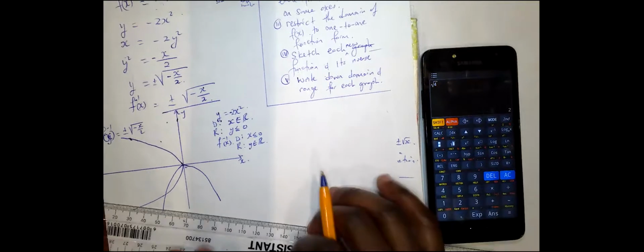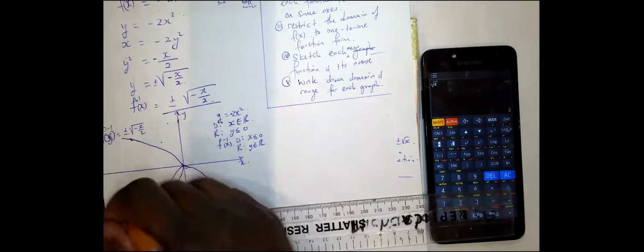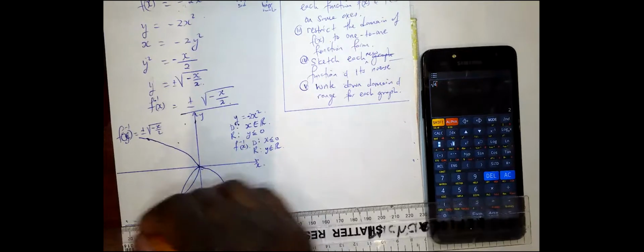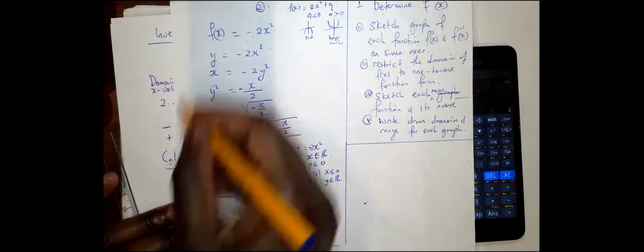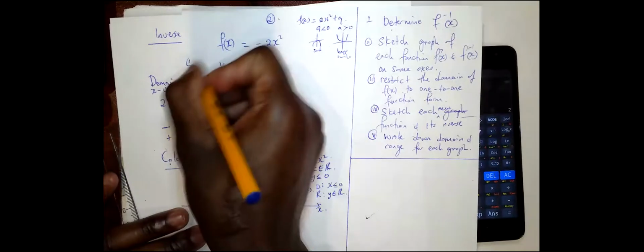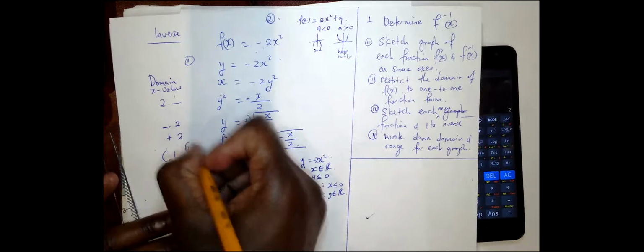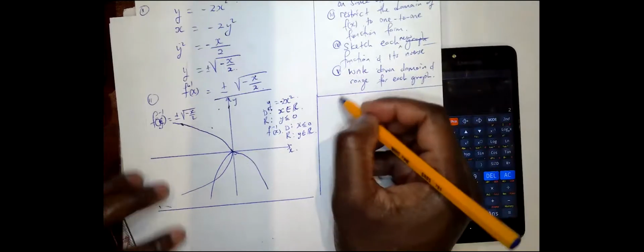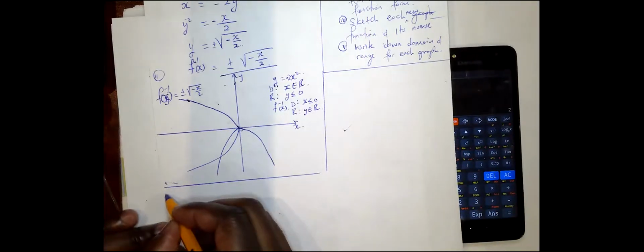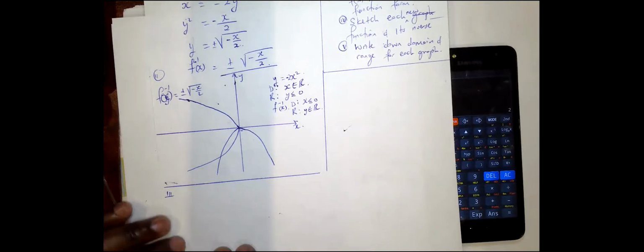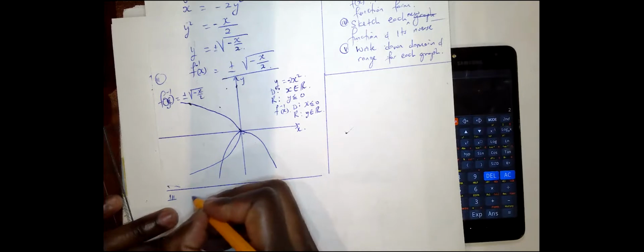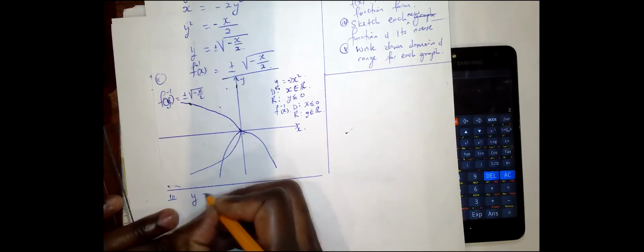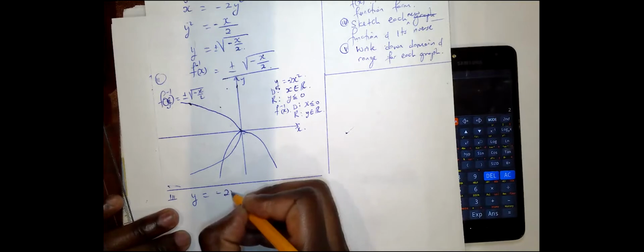Now, let's see what we're going to do here. Let's quickly do restrictions here and see what we can come up with. So here, this was the first one, the second one, sorry. Let's move on to the third one. Now, the third one, we want to restrict. So we're going to say for f of x, y equal to negative 2x squared.